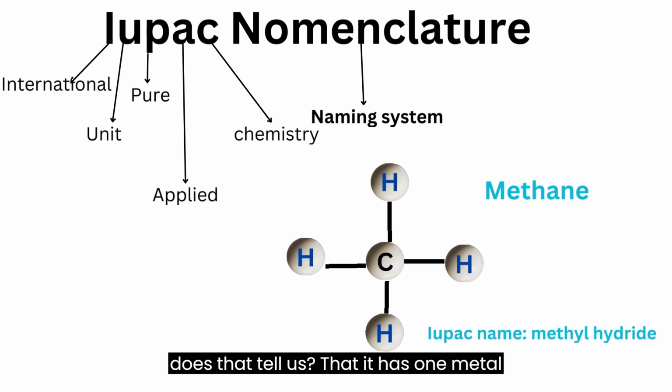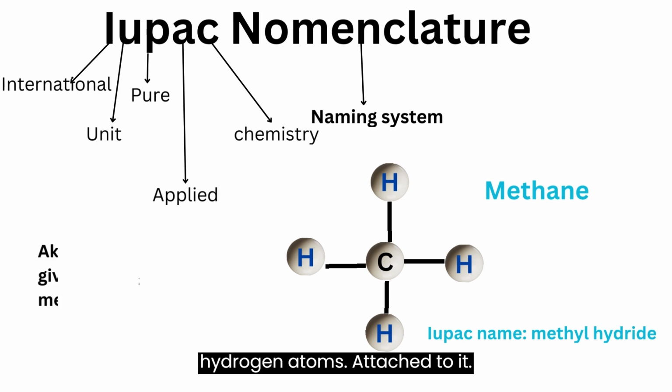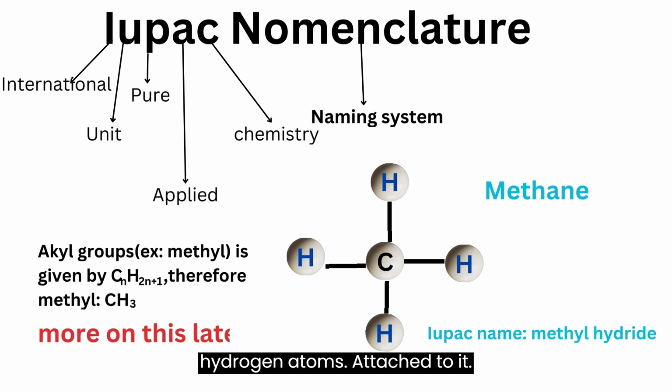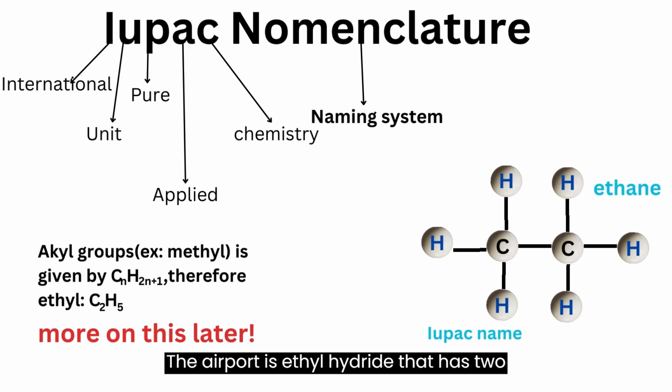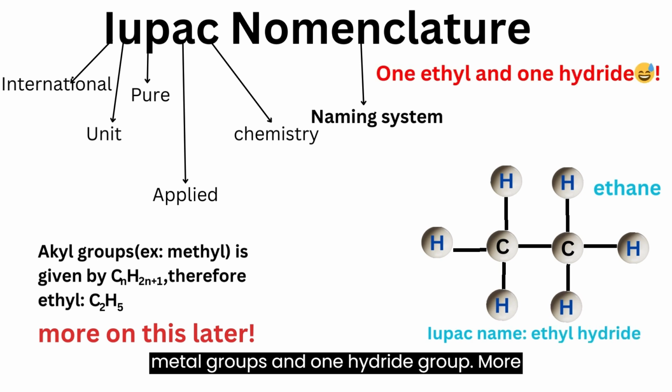That it has one methyl group, and you know that a methyl group has a carbon atom and three hydrogen atoms attached to it. So what does methyl hydride tell us? It has a methyl group and an extra hydride group. We have ethane. The IUPAC name for ethane is ethyl hydride. That has two methyl groups and one hydride group. More examples will be given later on.